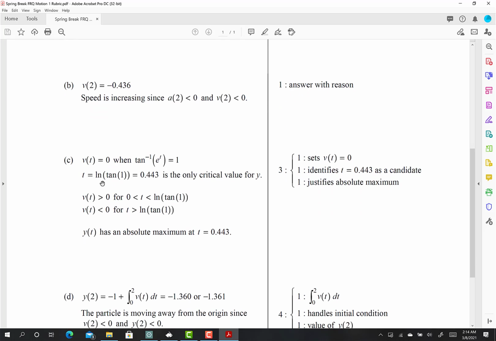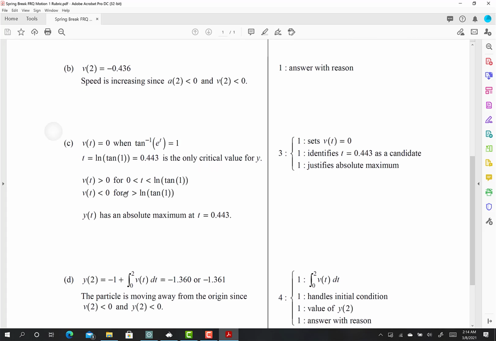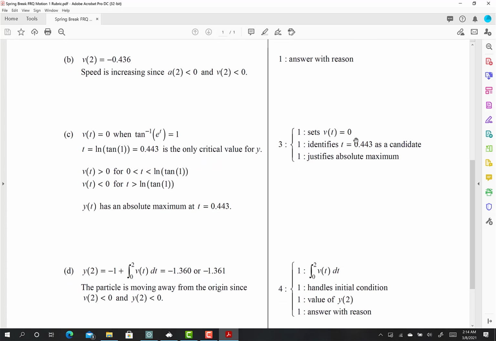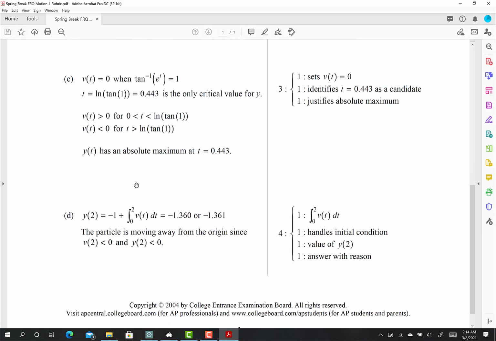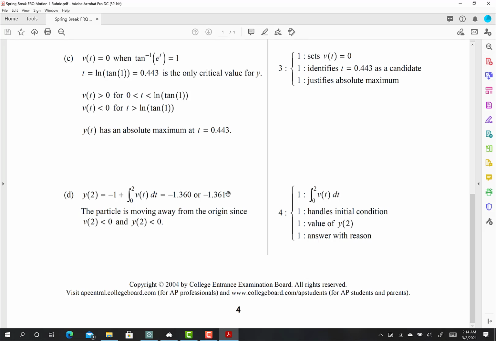Letter C is the only critical value for y, blah, blah, blah. Yeah, we got it. We got it all. This is saying, literally this right here is saying velocity is positive between 0 and ln of tan 1. Velocity is negative for all values larger than ln tan 1, which is at 0.443. Hence, that must be an absolute value. They did it with math and with symbols, and I did it with words. Same thing, guys. Bam. I like it. The particle is moving away from the origin since blah.